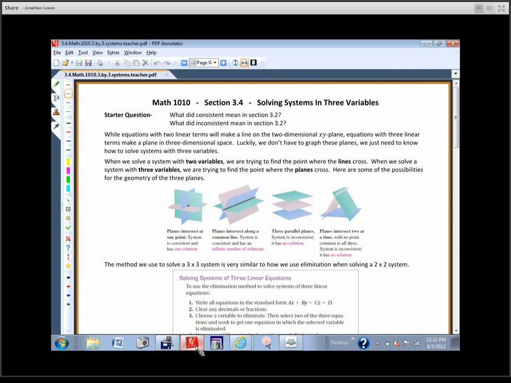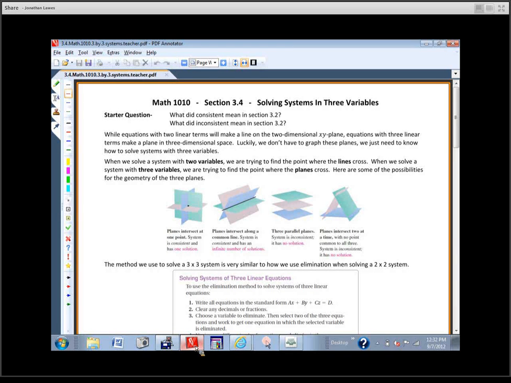Consistent, what does that mean when we're talking about systems of equations? It follows the pattern. Slightly disappointing, I must say.